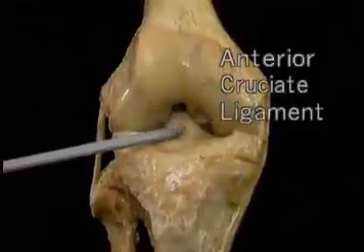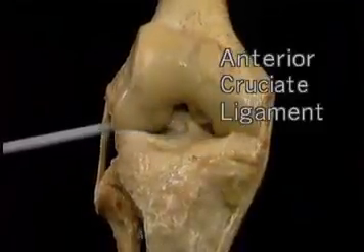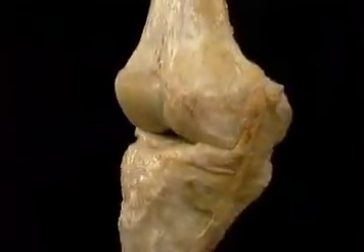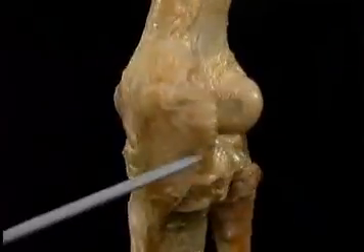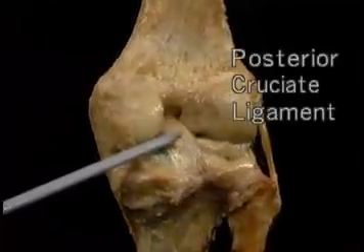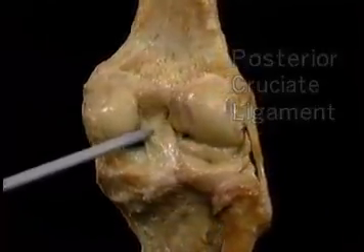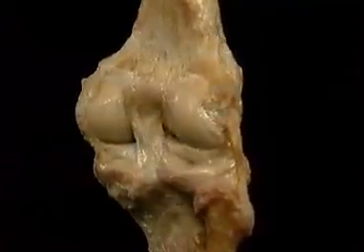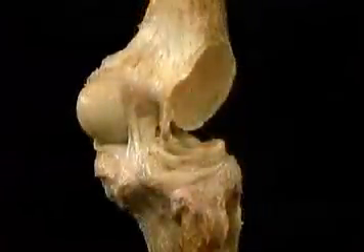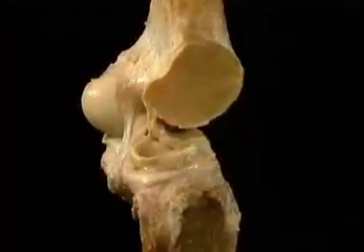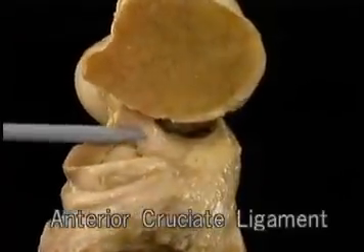Here's the anterior cruciate ligament, seen from in front. Here's the posterior cruciate ligament, seen from behind. To get a better look at them, we'll remove the lateral condyle of the femur. Now we can see the whole of the anterior cruciate ligament.